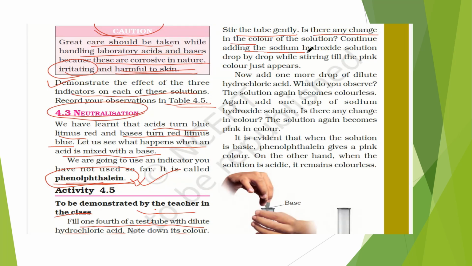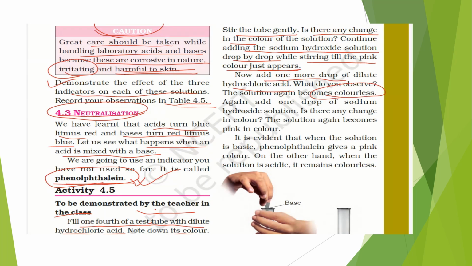Continue adding the sodium hydroxide solution drop by drop while stirring till pink color appears. Okay, so now when you are adding sodium hydroxide drop by drop in this acidic solution, a point comes when pink color just appears in this test tube. Now add one more drop of dilute hydrochloric acid. What will you observe? The solution will become colorless.